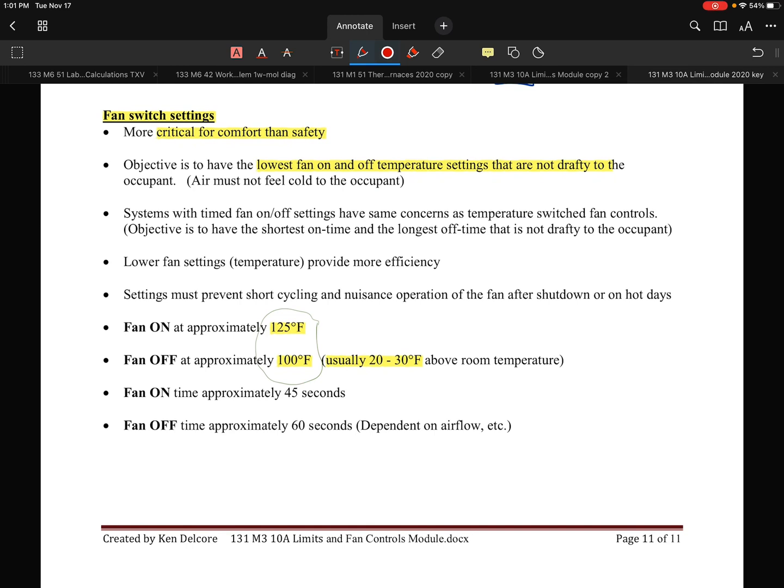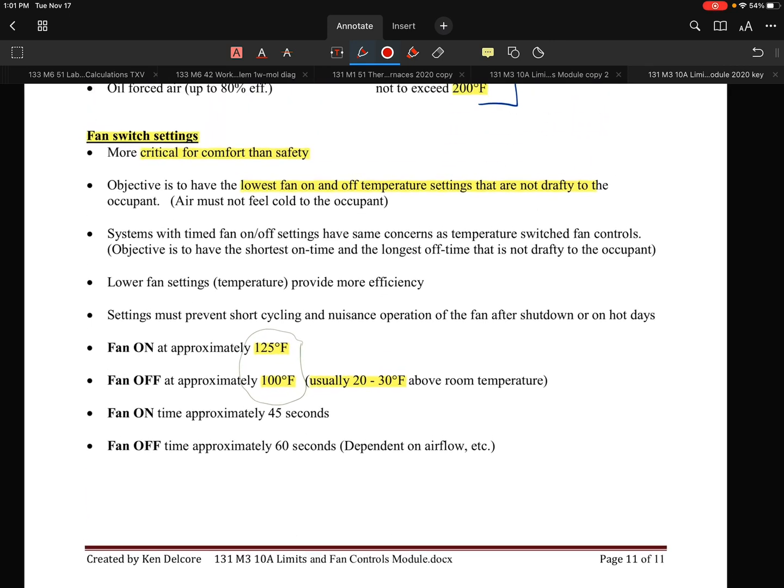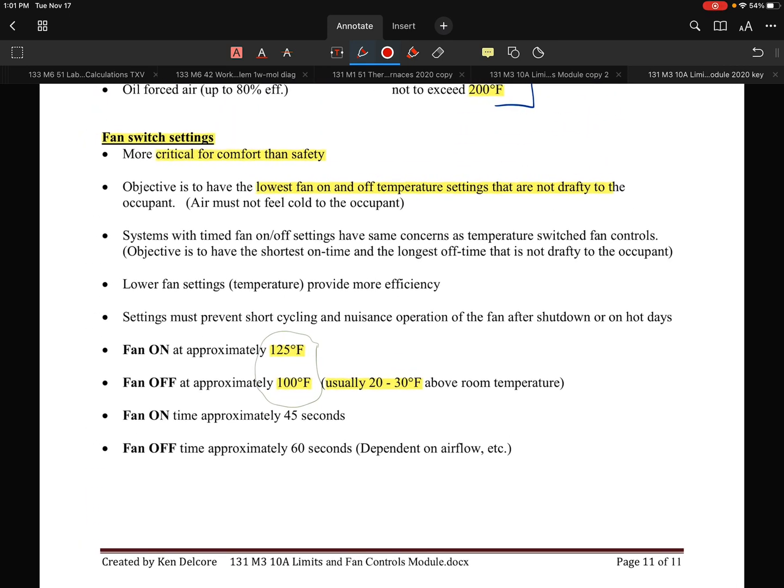All right. The last part of this particular module I'm going to hit on is, earlier I talked a little bit about the limit settings, but now I want to specifically talk about some of the fan settings. I talked a little bit about some of the issues that we might have to deal with. So, first thing is the fan switch settings. They're really way more critical for comfort than they are for safety. These are settings that are applicable to safety, but they're really more about comfort.